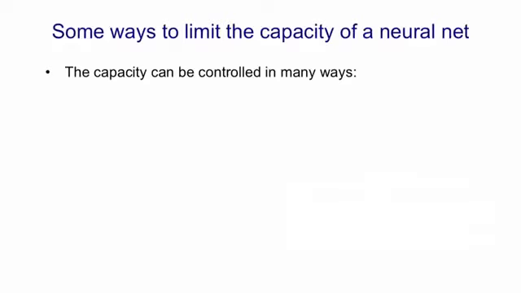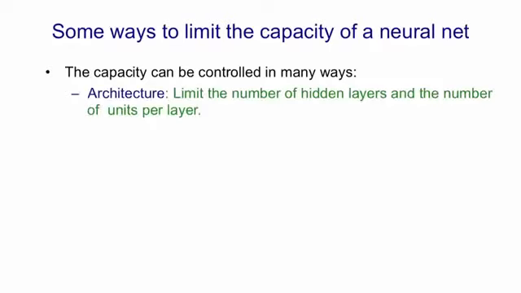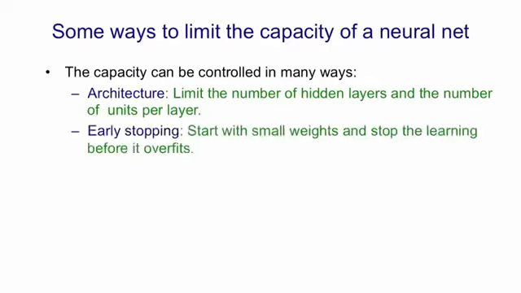So there are many ways to control the capacity of a model. The most obvious is via the architecture. You limit the number of hidden layers and the number of units per layer, and this controls the number of connections in the network, i.e. the number of parameters. A second method, which is often very convenient, is to start with small weights and then stop the learning before it has time to overfit, again on the assumption that it finds the true regularities before it finds the spurious regularities that are just to do with the particular training set we have. I'll describe that method at the end of this video.